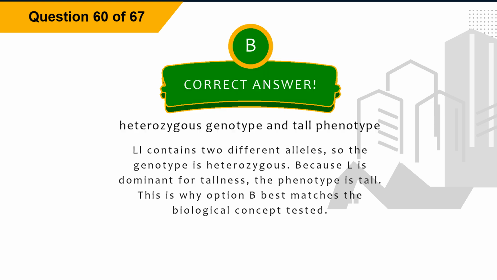The correct answer is option B, heterozygous genotype and tall phenotype. Explanation: Ll contains two different alleles, so the genotype is heterozygous. Because L is dominant for tallness, the phenotype is tall. This is why option B best matches the biological concept tested.